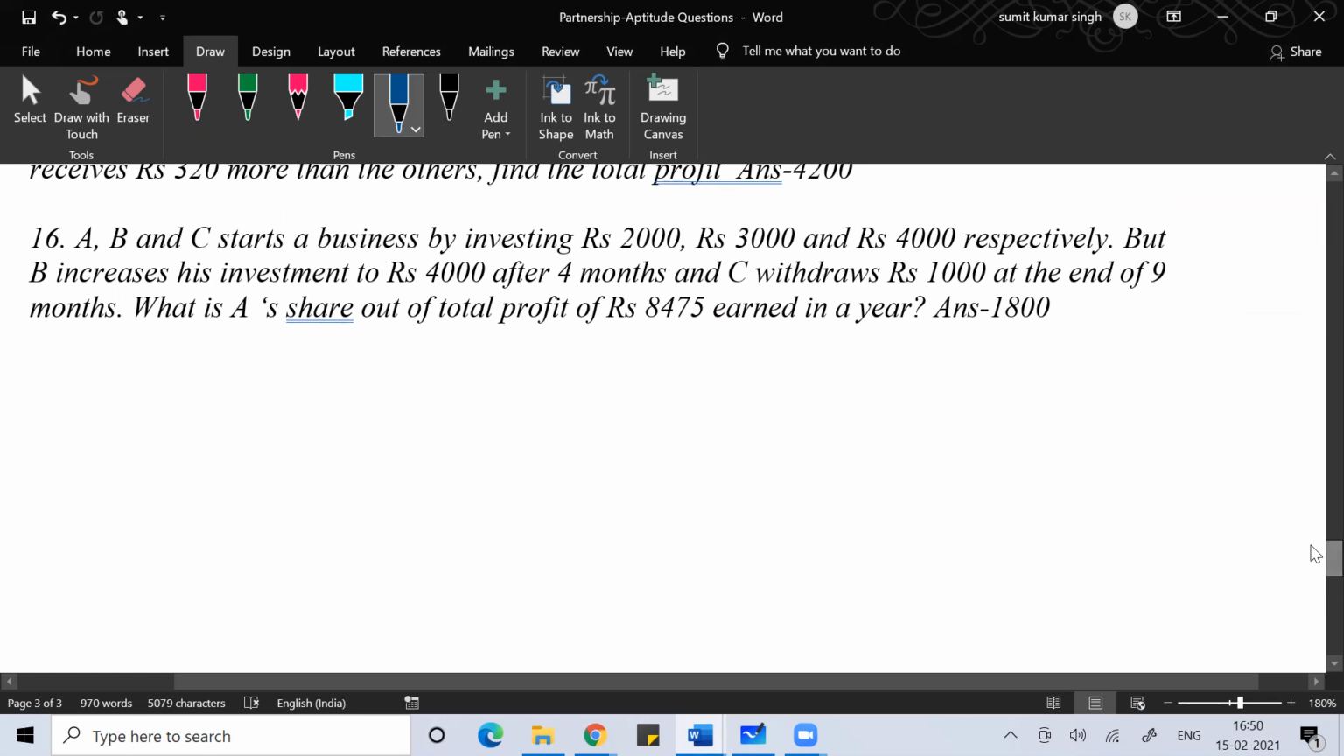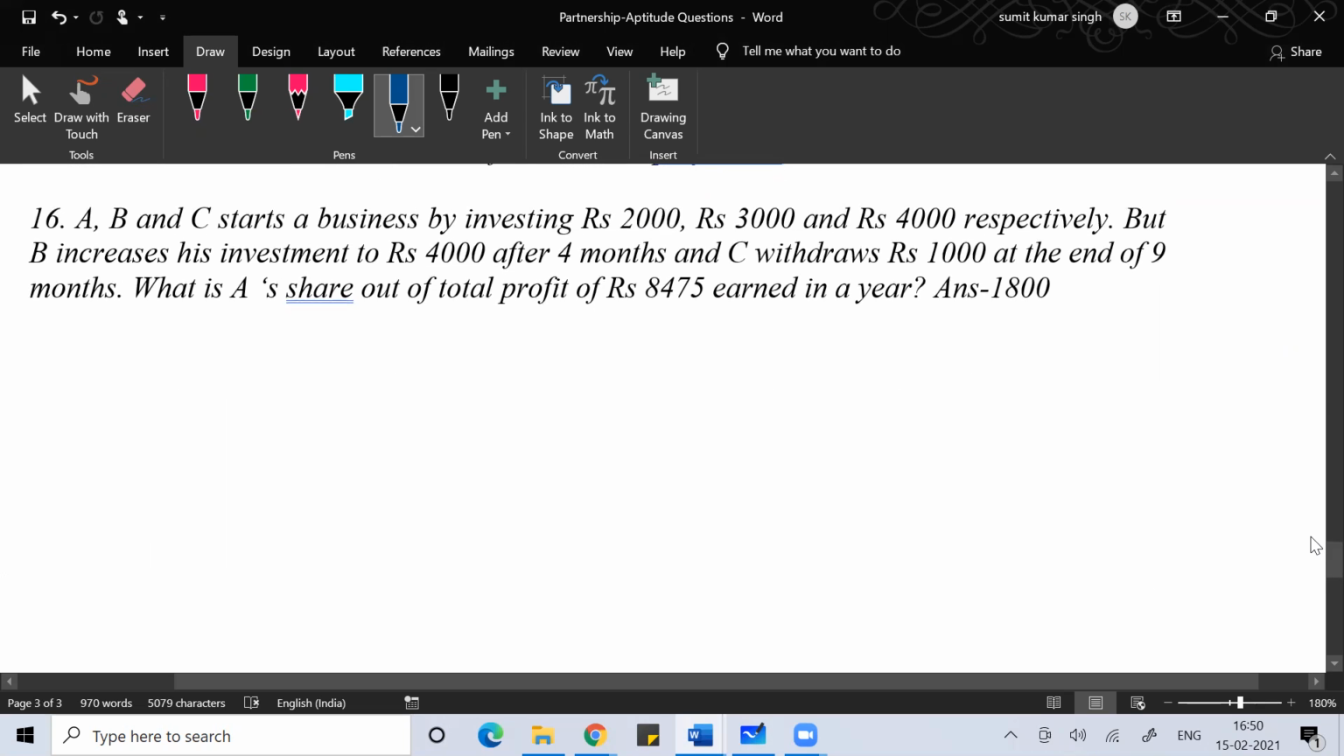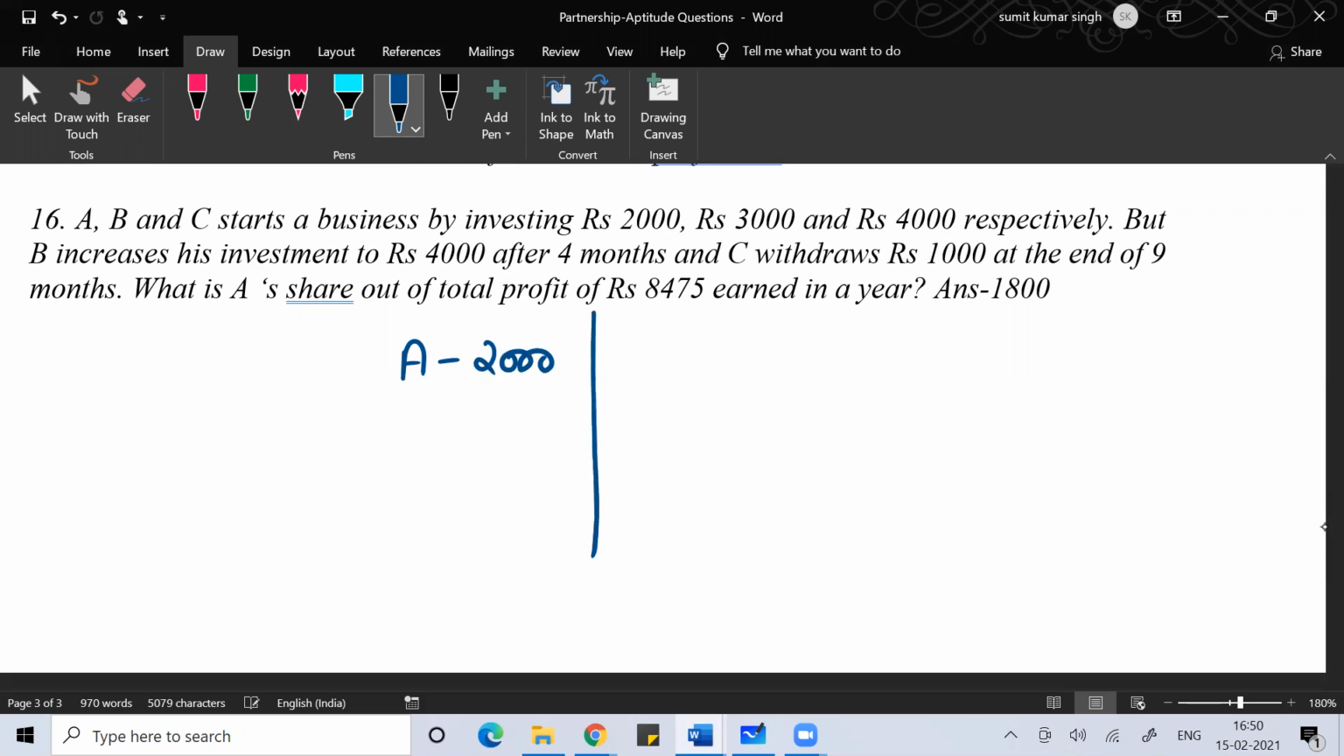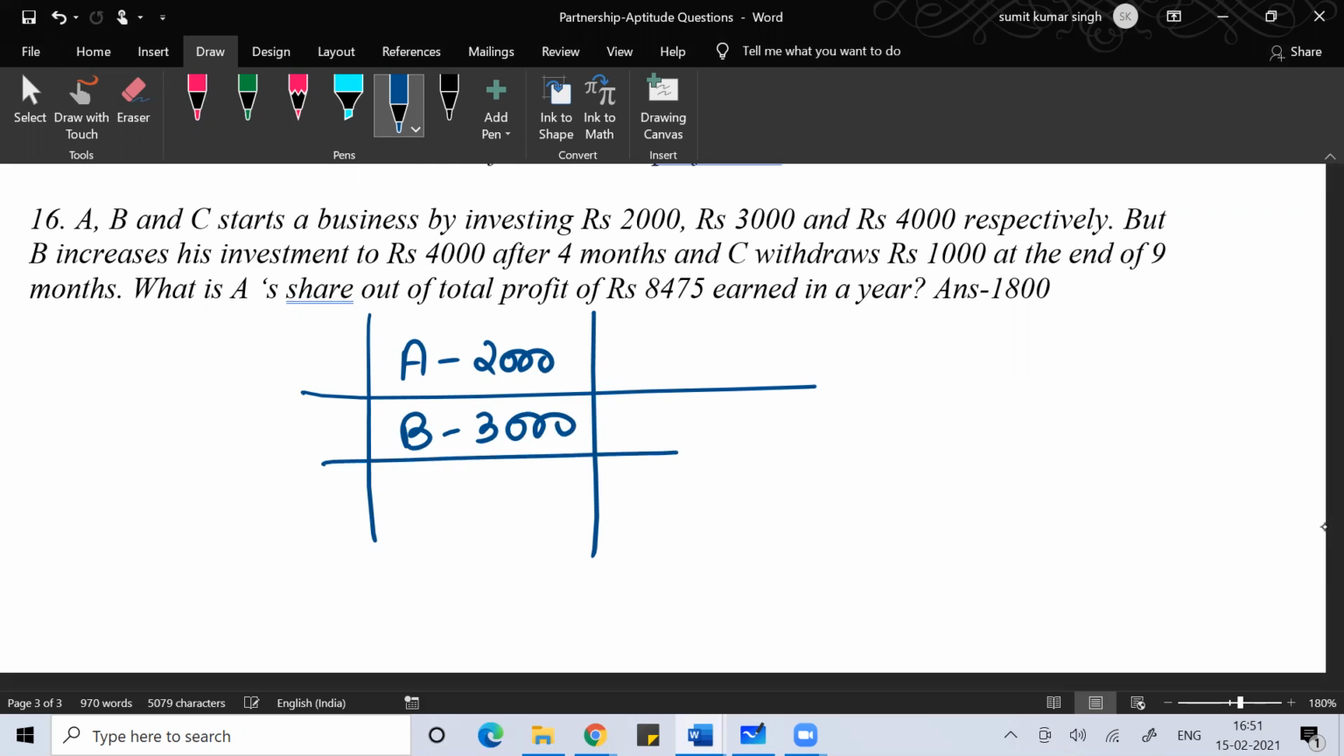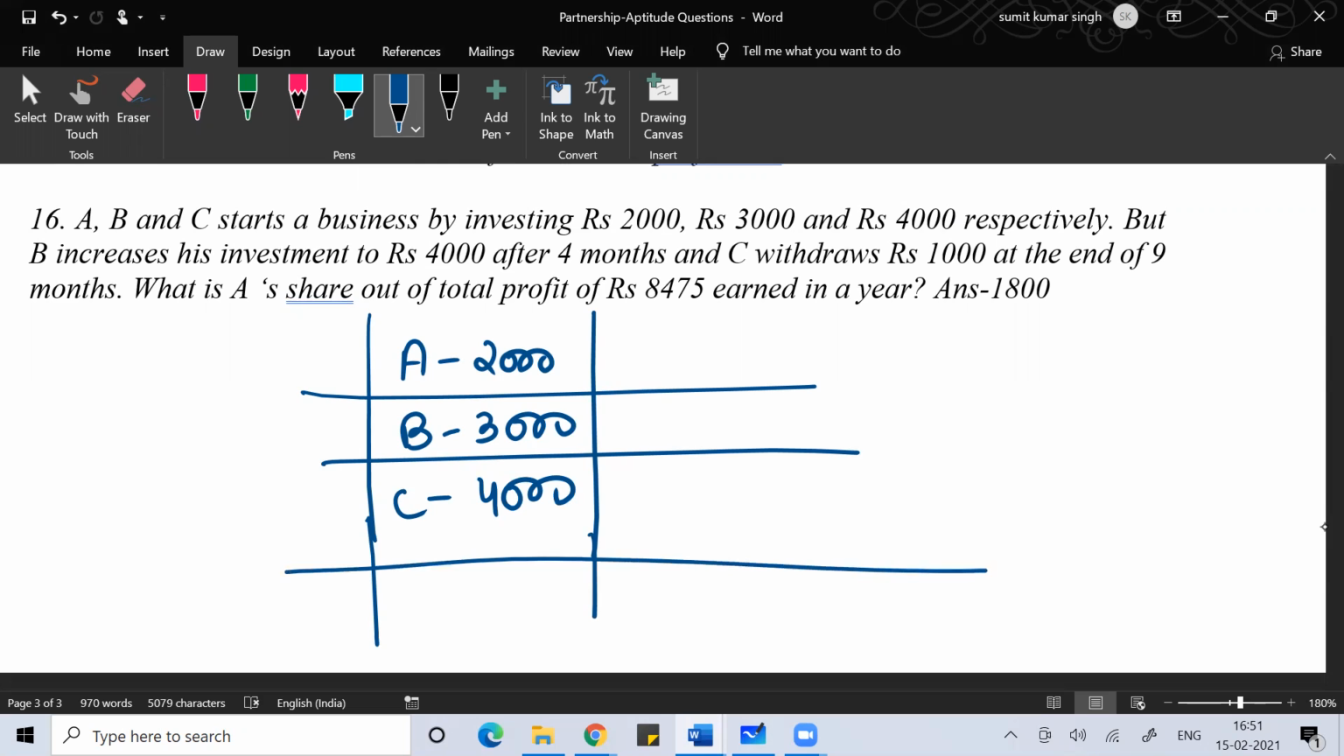So you see this question, ABC, question 16. ABC start the business. A invested 2,000 rupees, B invested 3,000 rupees and C invested 4,000 rupees. But B increases investment to 4,000 rupees after 4 months. So B has invested 3,000 rupees for 4 months, and after 4 months he increases his investment to 4,000 rupees.